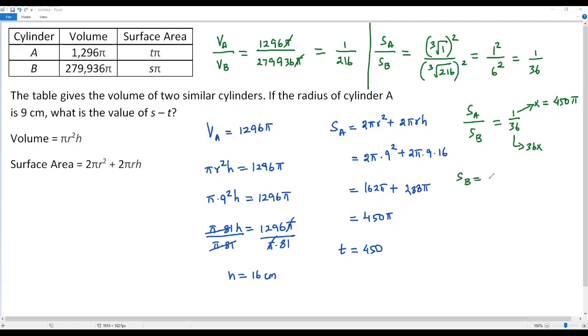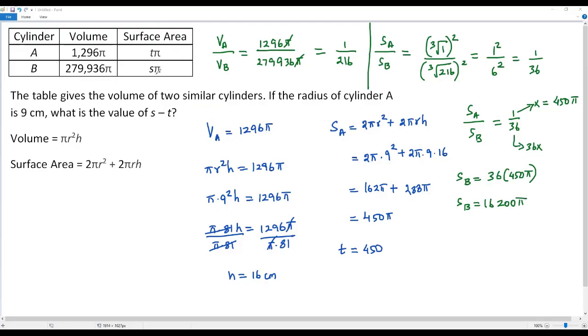Let me write over here, surface area of cylinder B equals 36 times 450 pi. Let me multiply 36 and 450 pi. When I do so, I am getting 16,200 pi. Here I got the surface area of cylinder B, that is 16,200 pi.